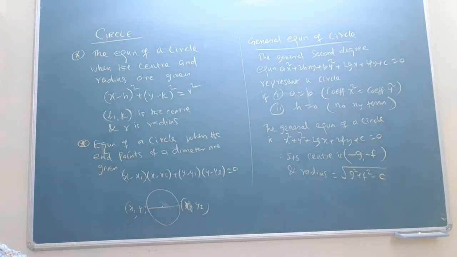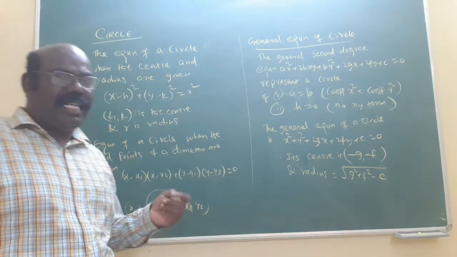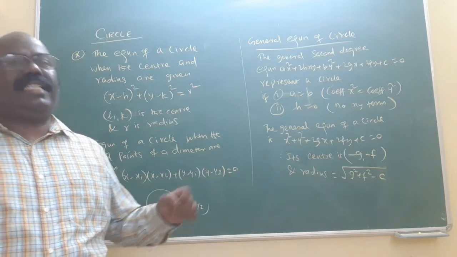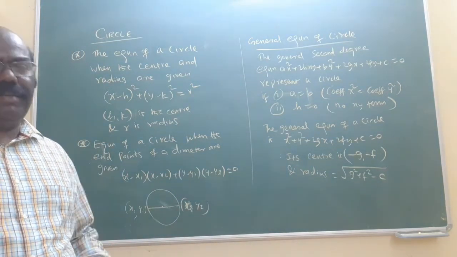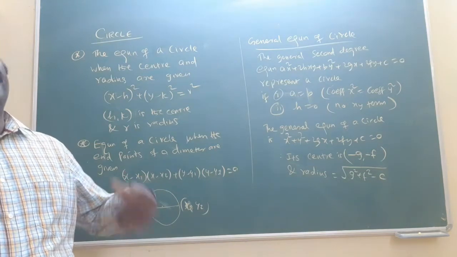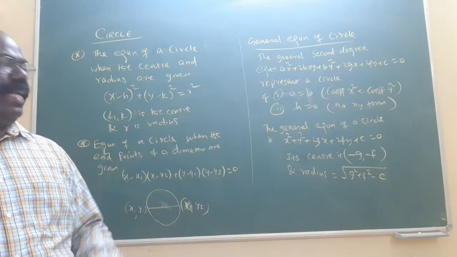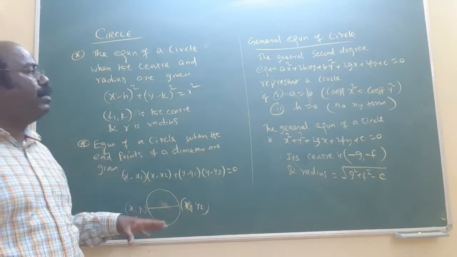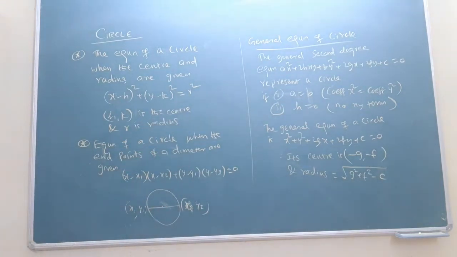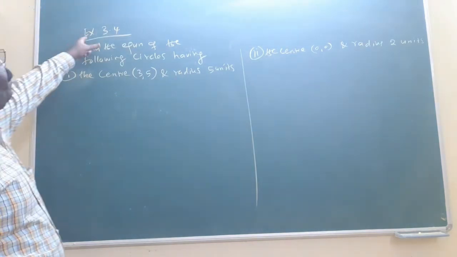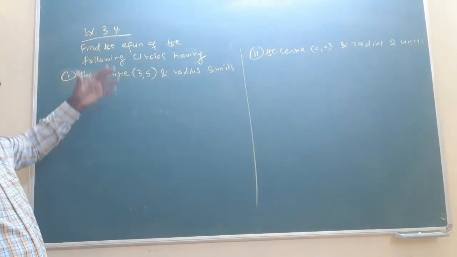This is the concept for exercise 3.4. So, to find the circle equation when the center and radius are given. To find the circle equation when the ends of the diameter are given. Then, when the circle equation is given, to find the center and radius. In this way, we have only this much concept for exercise 3.4. Now exercise 3.4, two subdivisions.